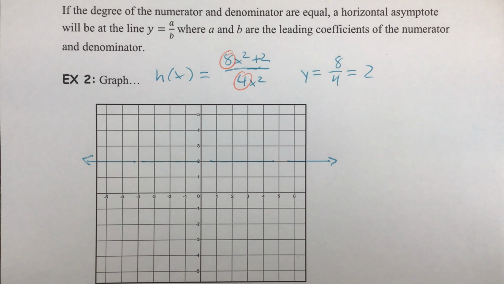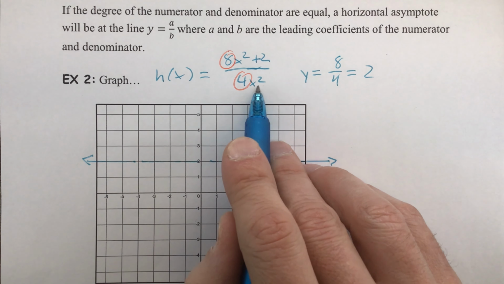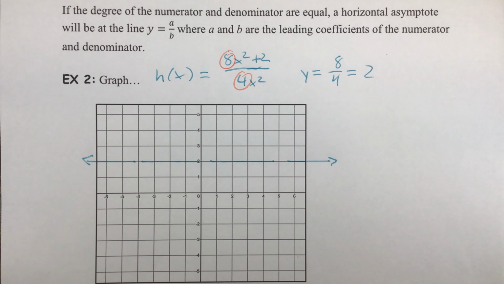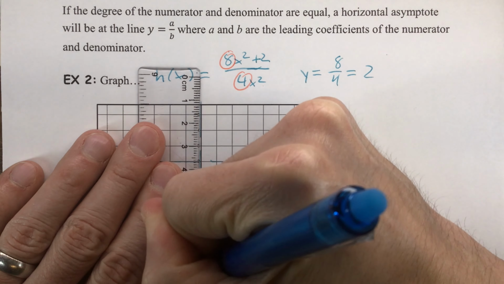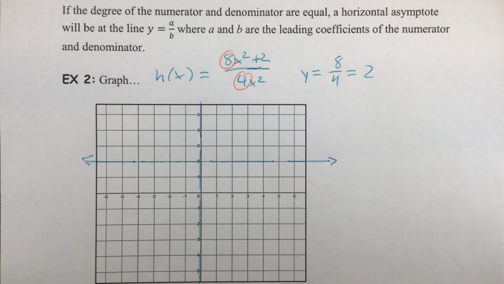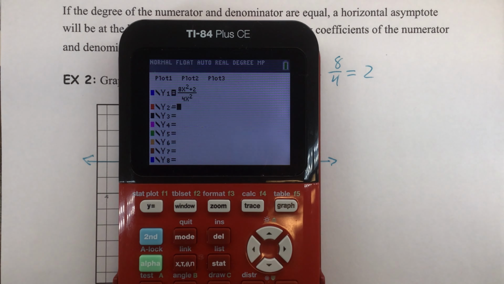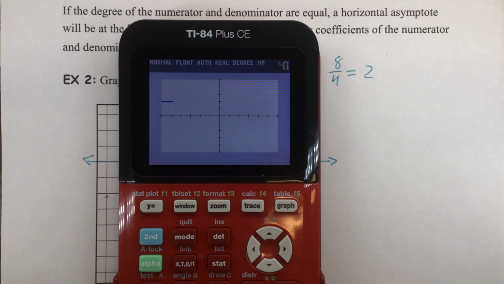In addition to that, you're going to have a vertical asymptote at the y-axis because when x is 0, it becomes undefined. All right, so let's see what the calculator shows us as a graph. I've already got it typed in. There's that vertical asymptote at the y-axis.